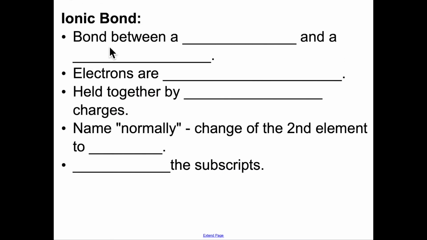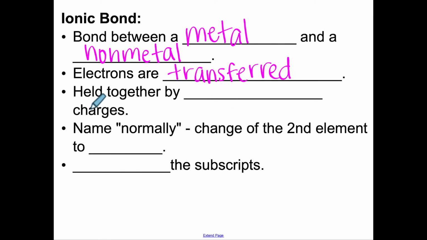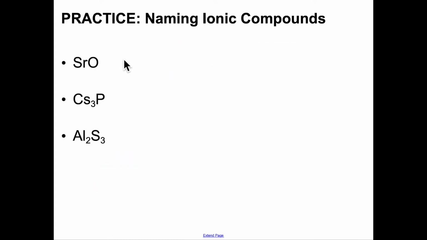An ionic bond is a bond between a metal and a nonmetal. In an ionic bond, the electrons are transferred, and then the atoms are held together by opposite charges. When you name an ionic compound, you're going to name it normally. All you have to do is change the end of the second element to "ide," and you are going to ignore the subscripts. So we're just going to write the first element's name, strontium, and you're going to write that exactly like it is on the periodic table.